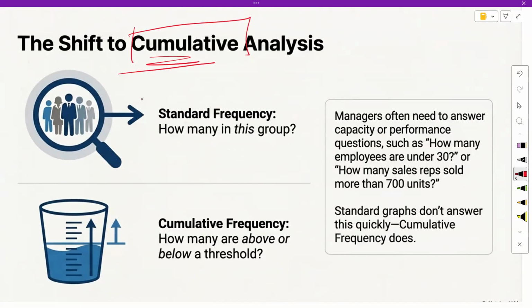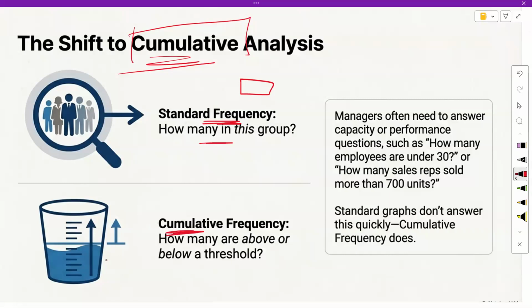We draw the histogram, frequency polygon, smooth frequency curve, everything. Right? They are standard frequency. We do not add together. We consider only a particular class frequency. How many members in this group. So that's what we discussed. But now we move to the concept of cumulative frequency.